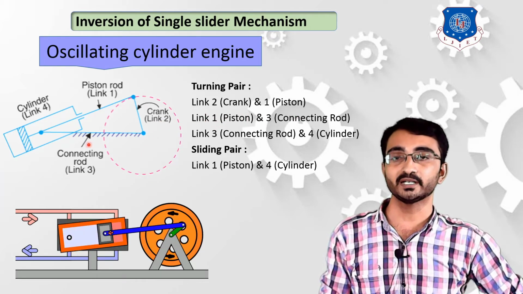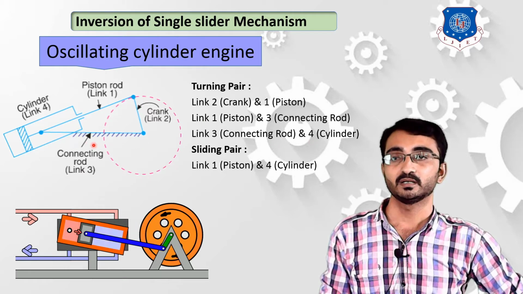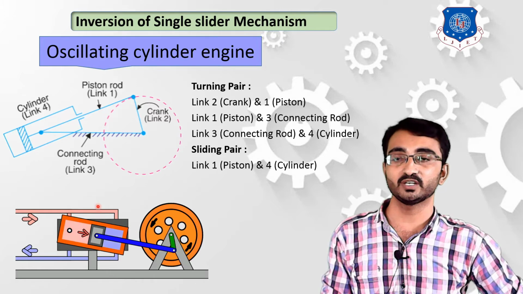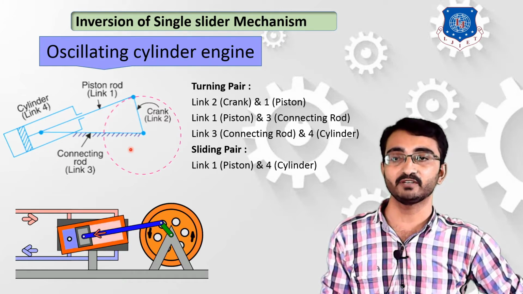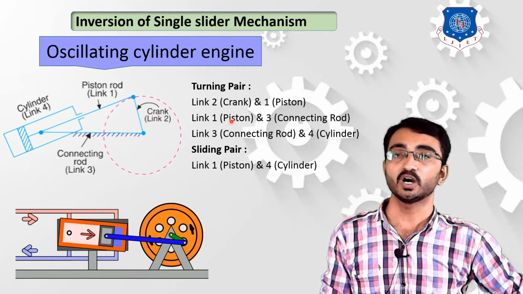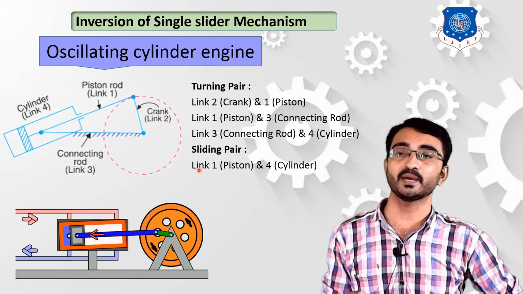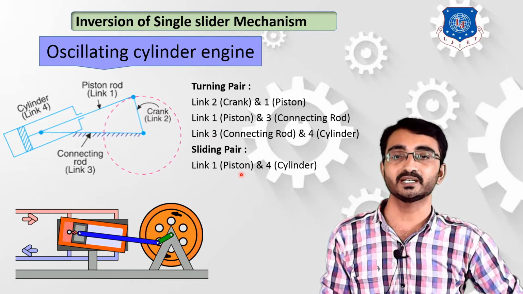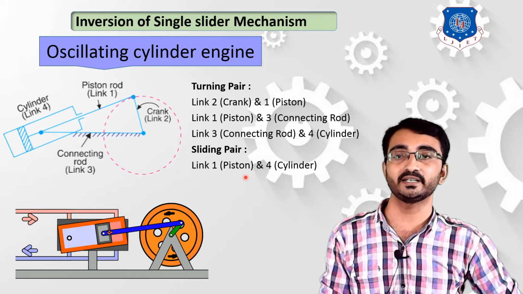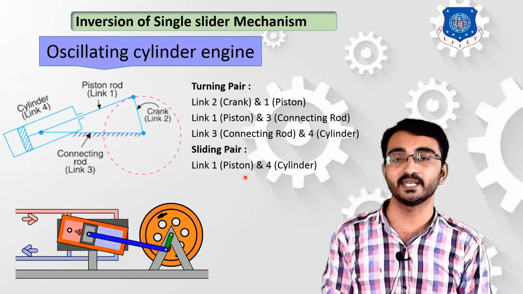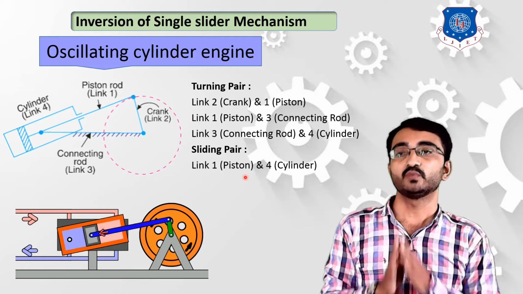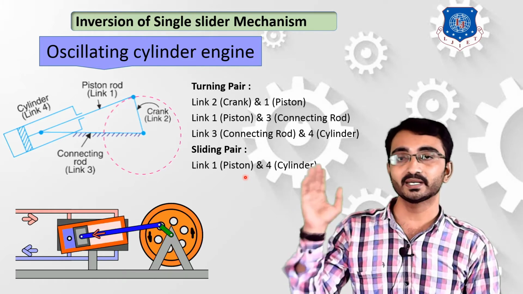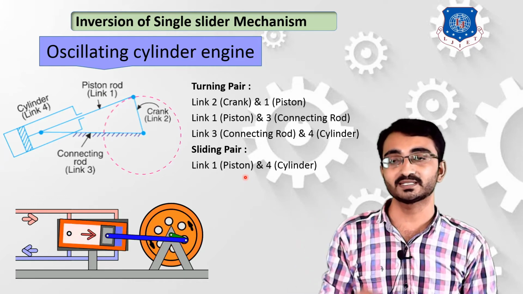Then link number 3 and the cylinder: with respect to this fixation the cylinder is oscillating, or we can say turning. That forms the third turning pair of this mechanism. The sliding pair is again the piston and cylinder assembly, since the piston is reciprocating inside this cylinder. In this way, in the oscillating cylinder engine we can list 3 turning pairs and 1 sliding pair.